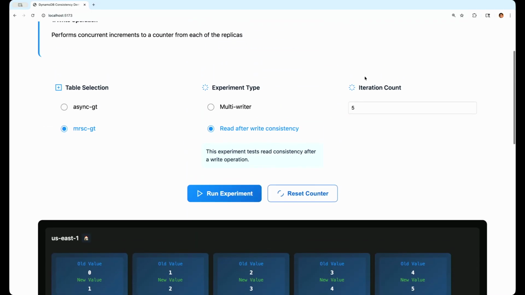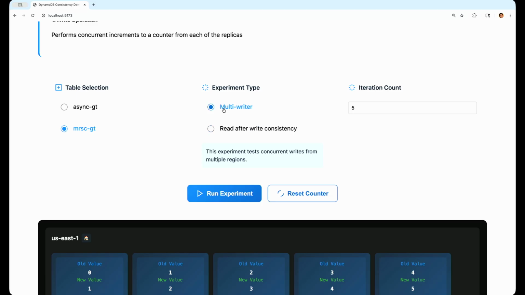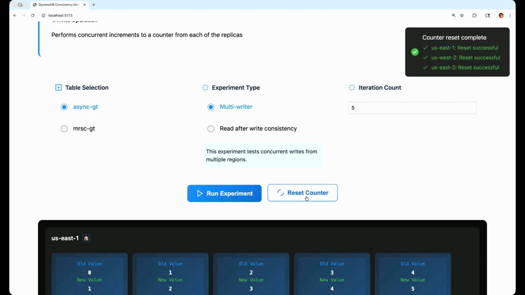The second example I'm going to show you is a multi-writer example. Here is where we're going to increment the counter across all the regions simultaneously, right? I'm going to have 3 different threads incrementing the counter across 3 different replicas. So we'll see how this works with asynchronous global tables first.